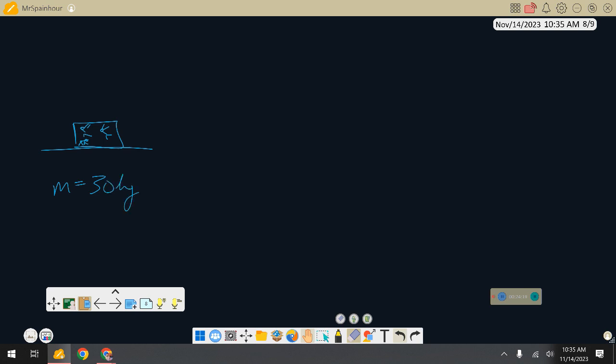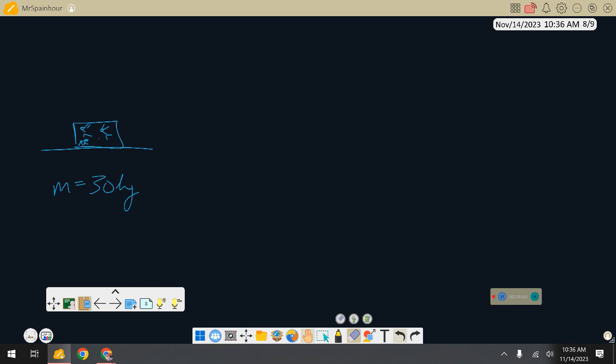Now 30 kilograms is a very large box. Let me put this in perspective. The 50-pound weight that you've seen me throw around out here is 22 kilograms. So a 30-kilogram weight like this is about 70 pounds. So this is a very, very heavy box. We're going to tug on this 30 kilogram box.